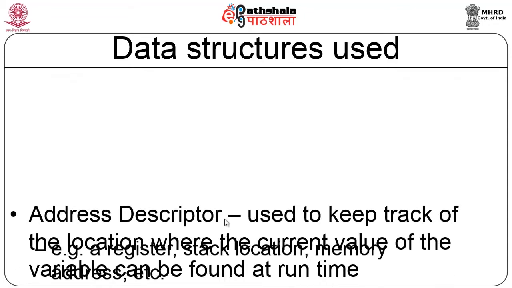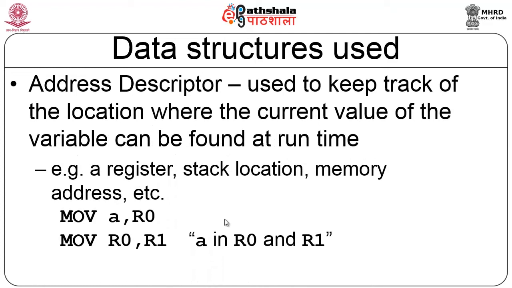Okay. The next one is the address descriptor, which is used to keep track of the location where the current value of the variable is found. For example, the query will be the variable name, and the result will be where this variable is available, is it in memory or in register. If it is both in memory and register, it will tell us that it's available in register as well as in memory. If it is in register, it's going to give me the register name as an answer.